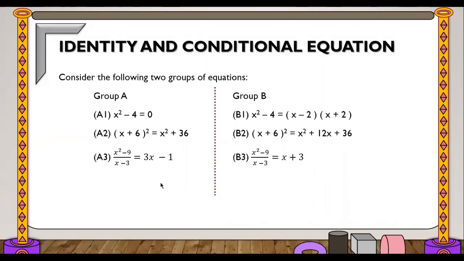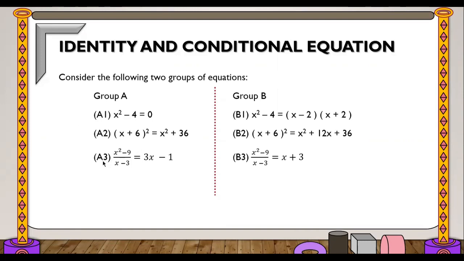Next in line, we have the identity and conditional equation given. So consider the following two groups of equation. We have group A and the given equations are the following. For A1, we have x squared minus 4 equals 0. A2, the quantity of x plus 6 squared and x squared plus 36.